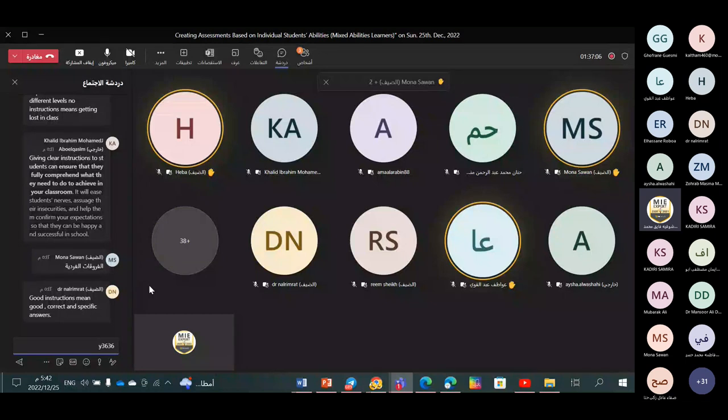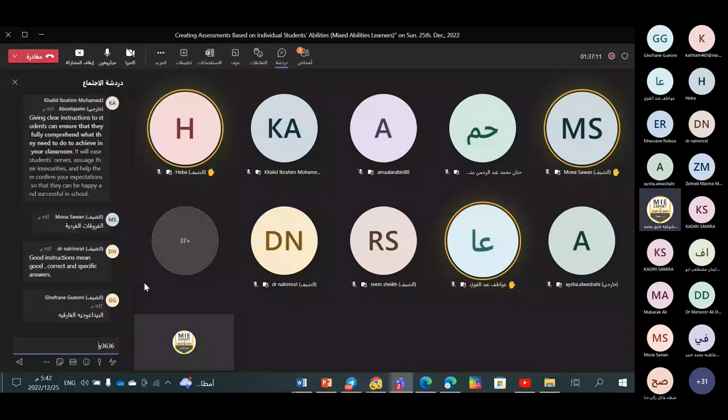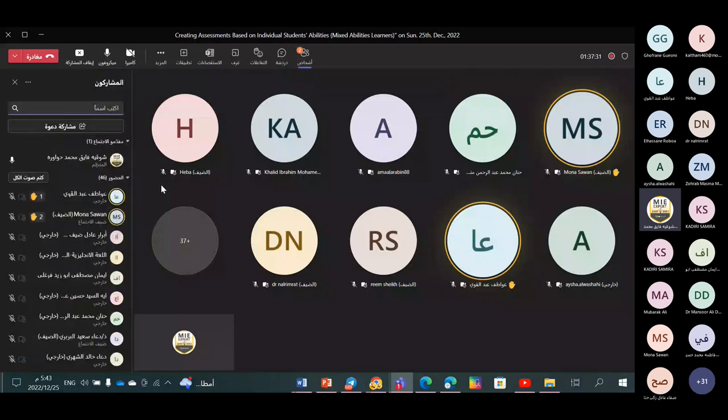Yes, Muna wrote it in Arabic, individual differences. Thank you, Ms. Muna. Dr. Mutia says good instructions means good, correct, and specific answers. You are right. Ghufran wrote differentiated pedagogy in Arabic. She means differentiation. Thank you very much. Let's see if someone else. Yes, Ms. Muna, you can add.